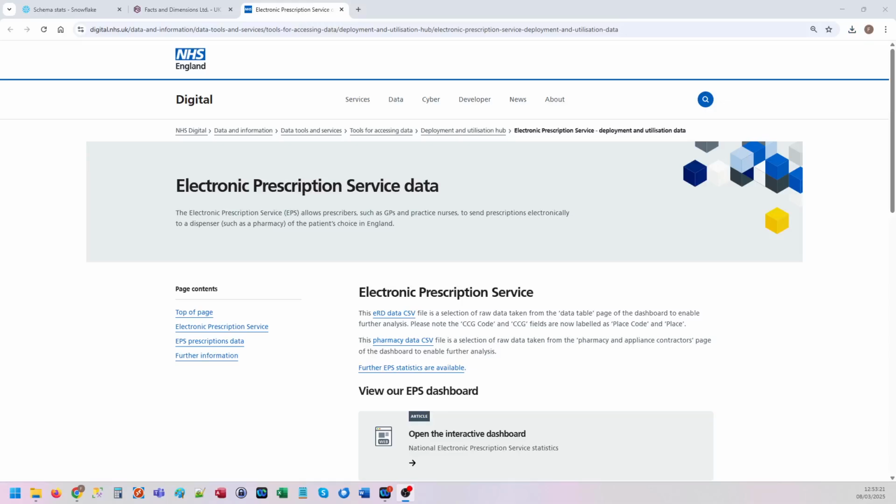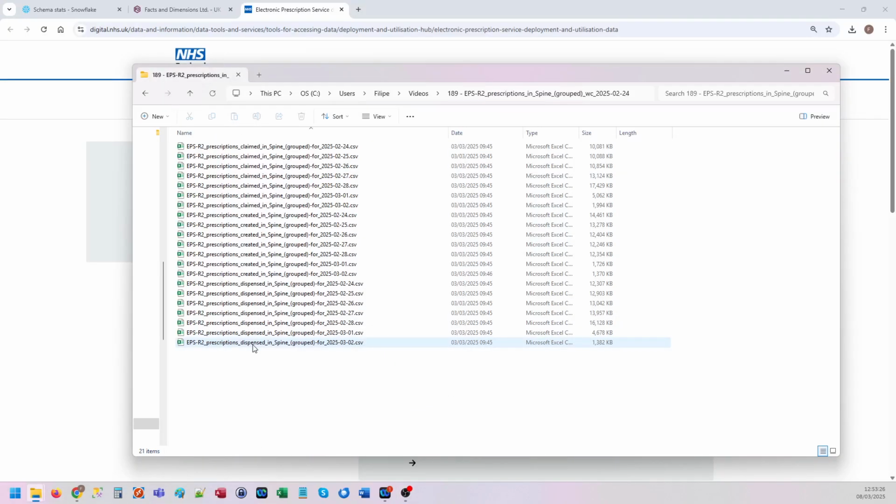This one is electronic prescription service data. Let's have a look at the sort of data we have. So it comes out very regularly. Every day there's new data, in fact. You've got prescriptions claimed, prescriptions created, and prescriptions dispensed.